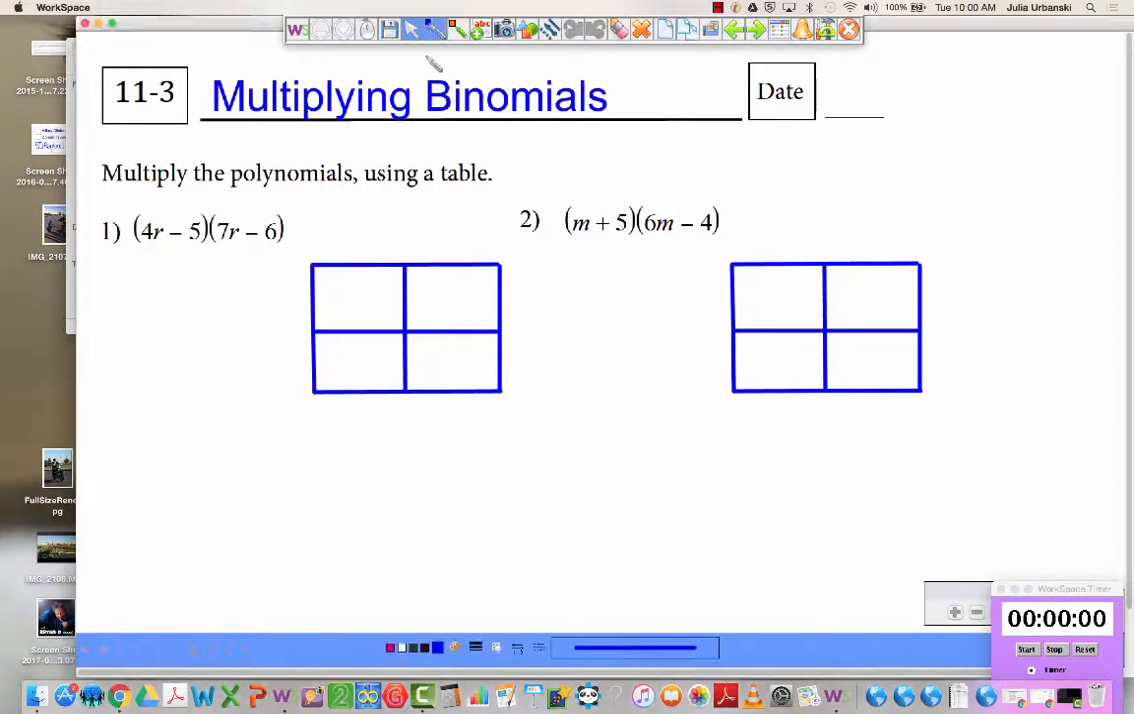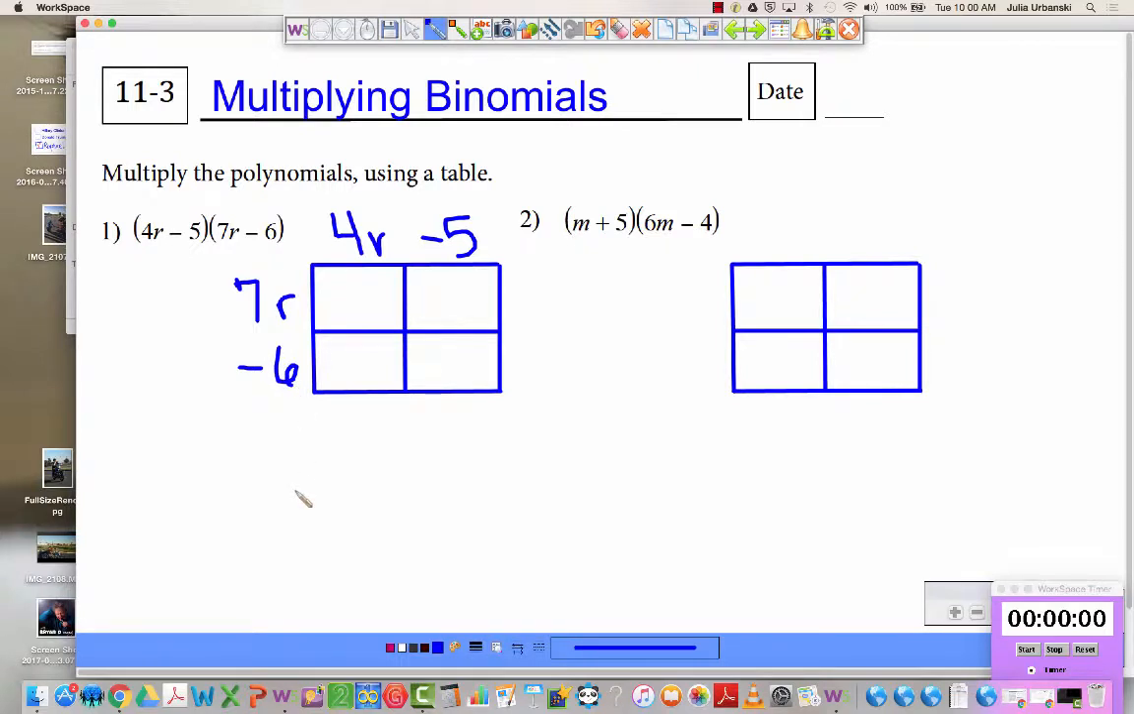Okay? So first of all, for number 1, there's 2 groups here. See how it's 2 by 2? Well, I made a box of 2 by 2. And so across the first row, you have a 4R and a -5. So just write it out right here: 4R minus 5 with 2 columns because there were 2 terms. What do you think is going to go down here? 7R and -6. Good. 7R is the first one and then -6.